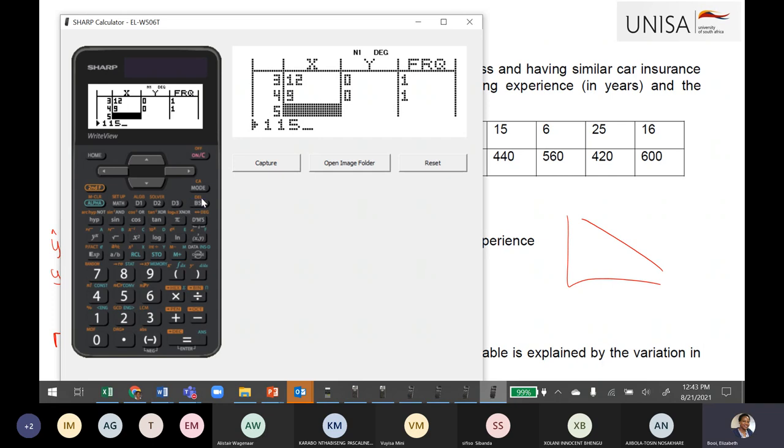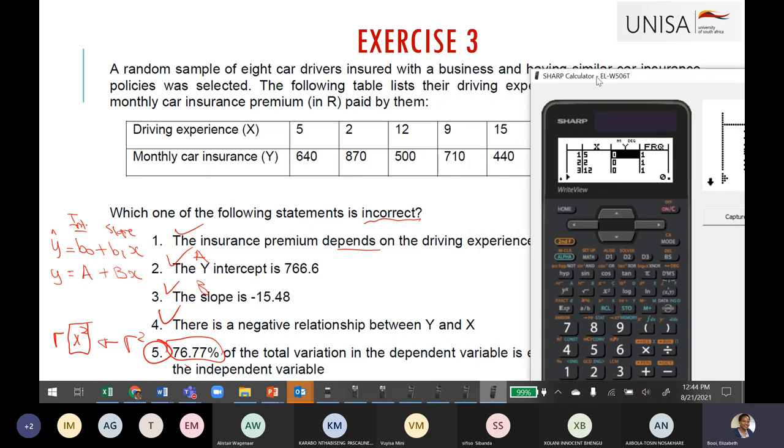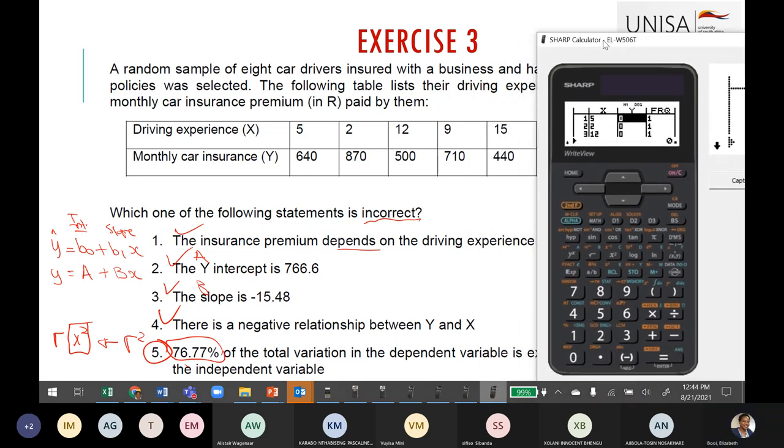I made a mistake. I just need to delete. Where is the delete button on this? 15 equal 6 equal 25 equal 16 equal. Then I need to go to the top. I can go back to the top where it starts at 1.